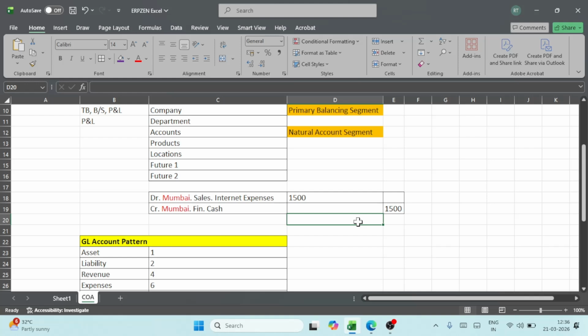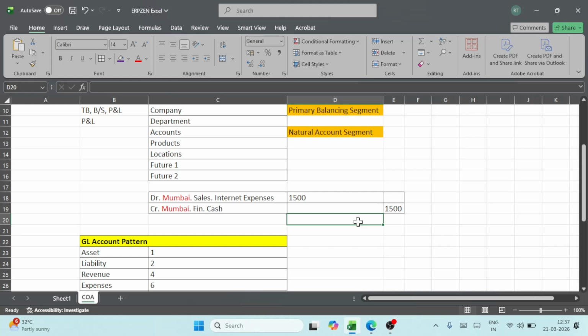With that, whenever we book any journal, since we have enabled the primary balancing segment, the system will always check and make sure that the entered debit and entered credit are always balancing at branch level or location or company level. If the debits and the credits are matching, since we have posted these journals, then automatically in the trial balance, debits and credits will be matched.